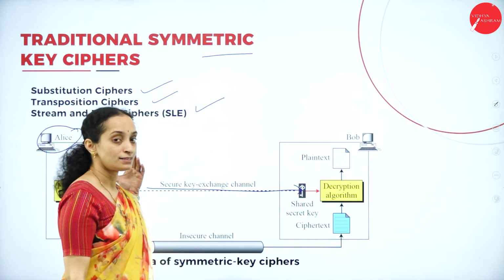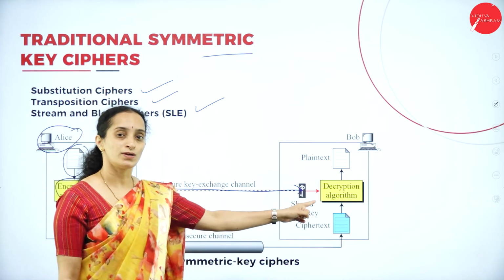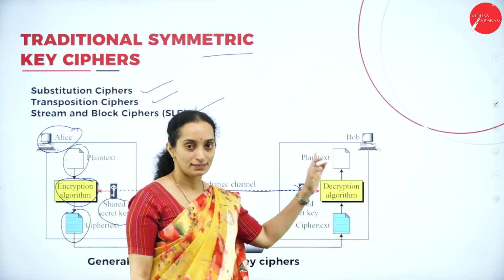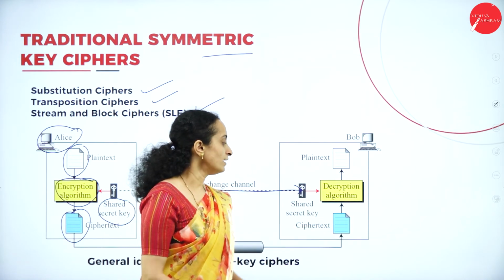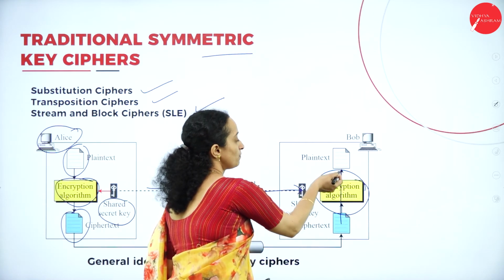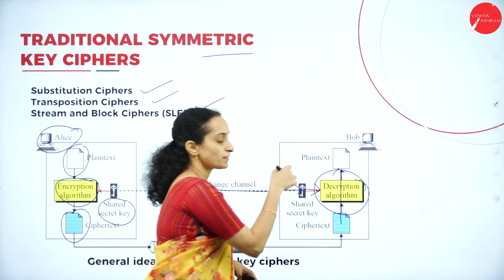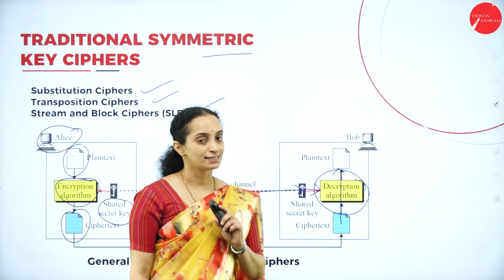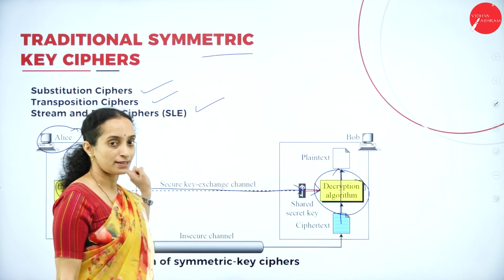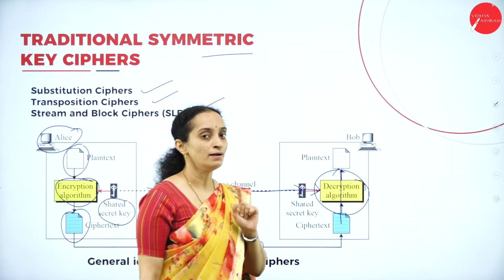She can send the cipher text on an insecure channel, but the key will be exchanged only on the secured channel. When it comes to Bob, the receiver, he will use the decryption algorithm to transform the cipher text to the plain text using the secret key. Since this is a symmetric key, we use the same key which was used by Alice. The same key will be used by Bob to decrypt the message.